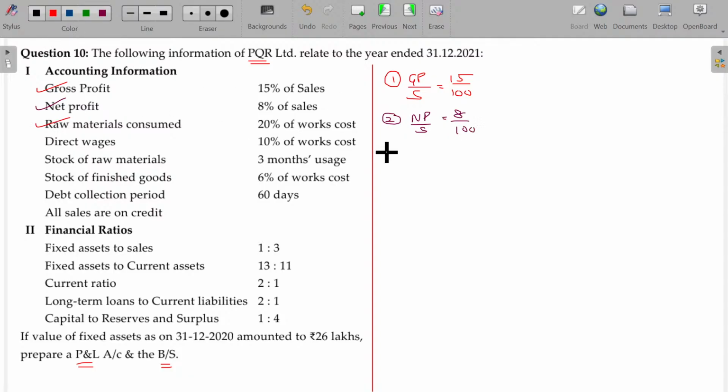Raw material consumption. Raw material consumption is 20% of work cost. Is that okay? In the relationship between raw material consumption and work cost, you find out the work cost. In that, 20% represents raw material. Fourth one being direct wages. The relationship between direct wages and work cost, 10%.